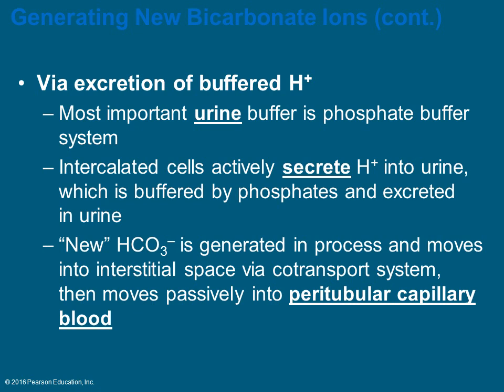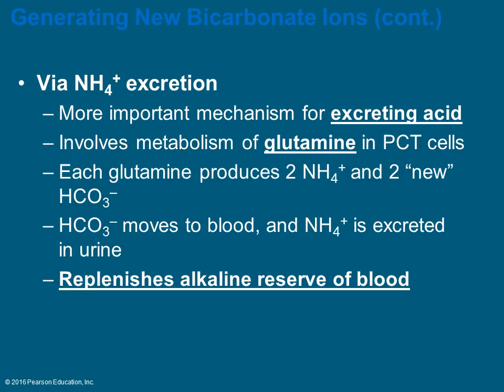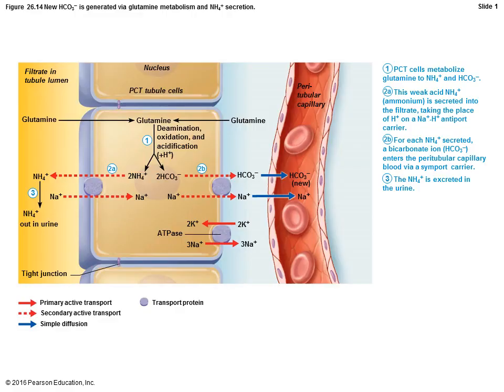For the urine, the most important buffer is going to be the phosphate buffering system. Once again, shown here. And then you do have ammonia excretion. This is very important for excreting acid. If you're excreting acid and excreting ammonia in the urine, it helps to replenish the alkaline nature of the blood. And once again, this is showing the secretion of ammonia.